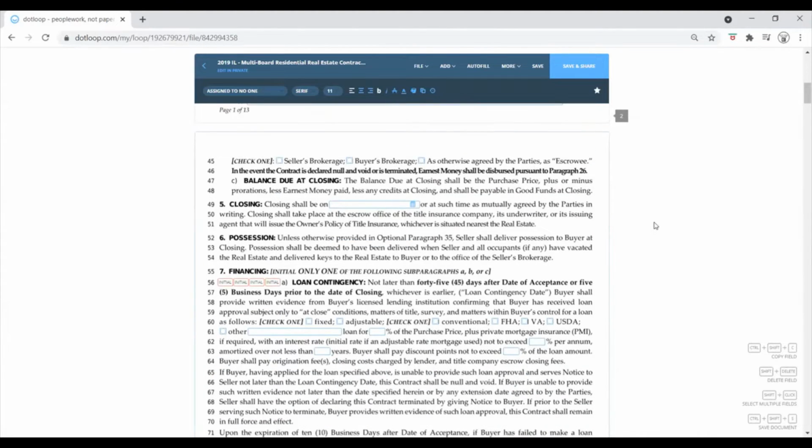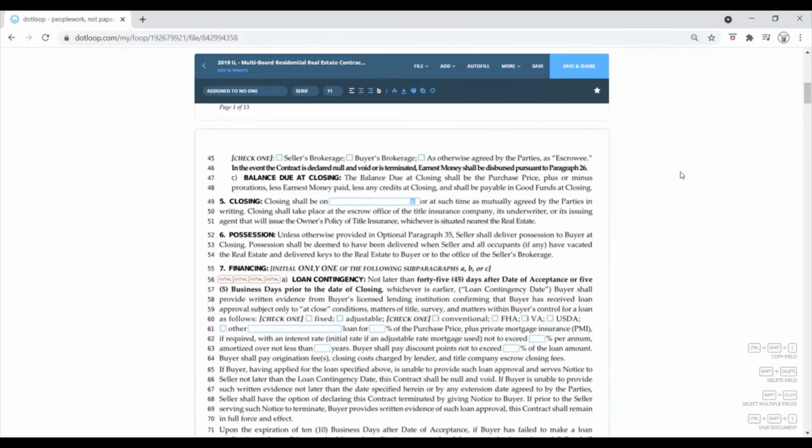Who will be holding the earnest money? We do not hold it as the seller's brokerage, and we do not hold it if we're the buyer's brokerage. If the other company holds it, the listing agent's company, you mark seller. If they will not hold it, then you're going to have to figure it out, so mark as otherwise agreed. Generally that's going to be attorneys or title companies.